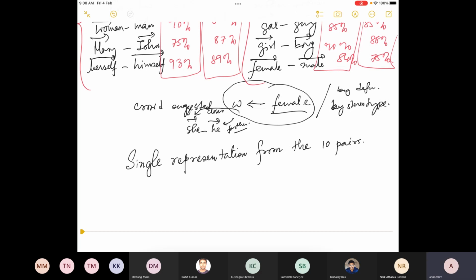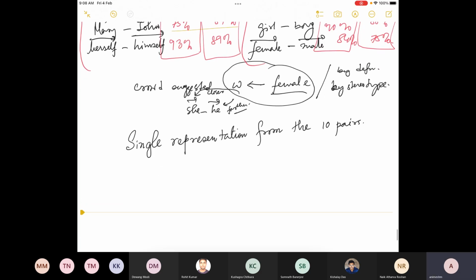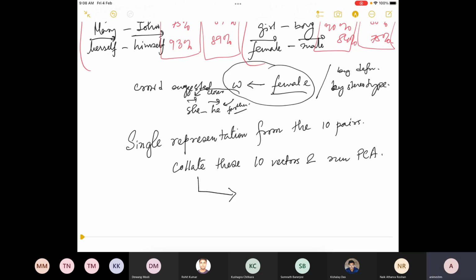Now, a natural way to do it, and that is what they did, was to compute the principal component of these vectors. Collect these 10 vectors and run PCA to get the final gender direction.